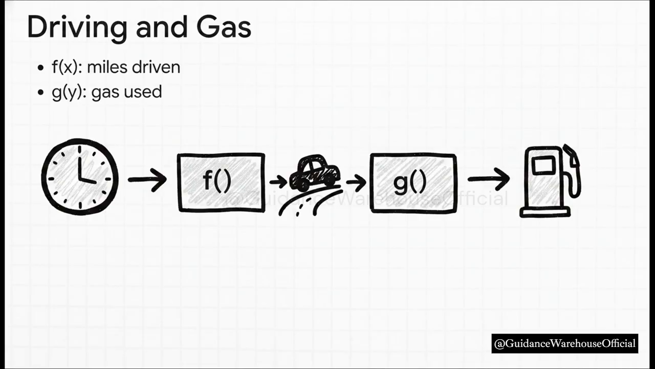Let's try another real-world example to really lock this in. Say f of x equals the miles you drove in x hours, and g of y equals the gallons of gas your car used to drive those y miles. Notice how the output of that first function, the miles you just drove, is the exact required input for the second function. It calculates the gas used based on those miles. So g of f of x works perfectly here.